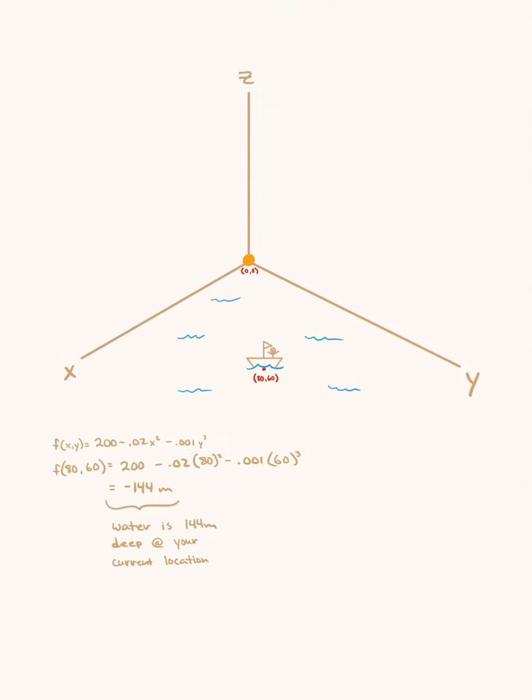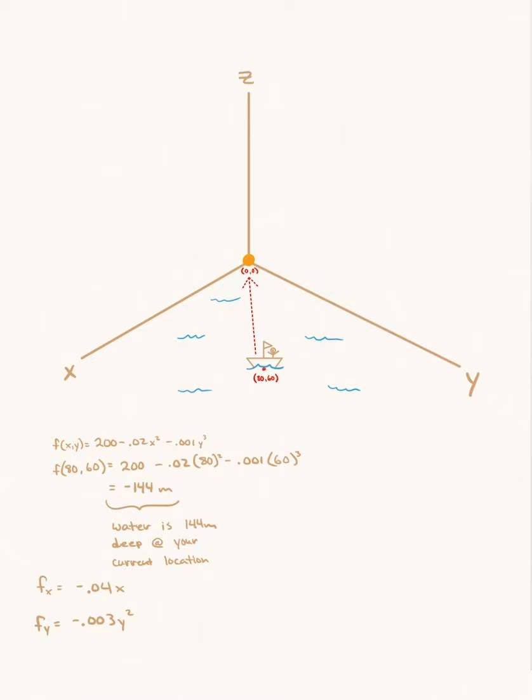So first we can figure out how deep the lake is at your current location. When we plug in the point (80, 60) to the depth function, we see that the output is negative 144, which means that the water is 144 meters deep at your current location. Notice that this value is negative, so a more negative value indicates deeper water, and a less negative value means the water is more shallow. So then we want to think about the path between you and the origin.